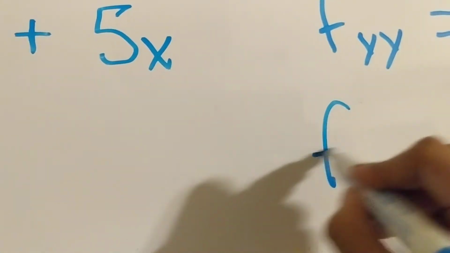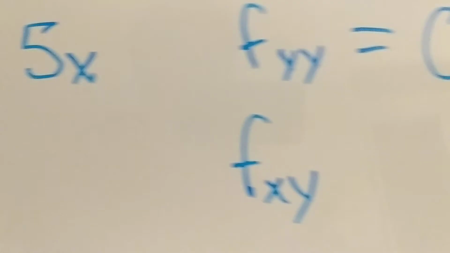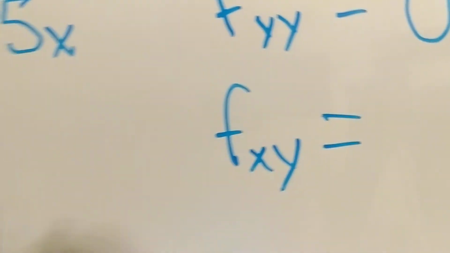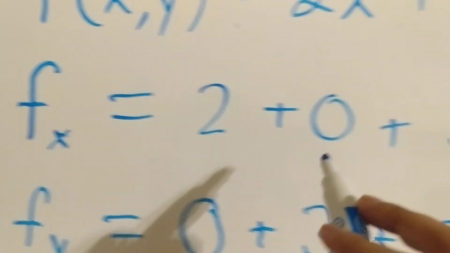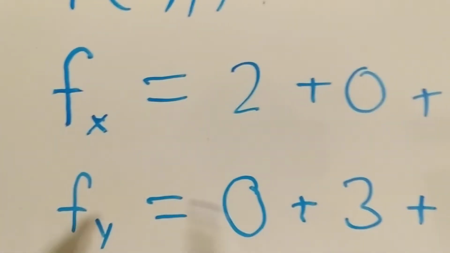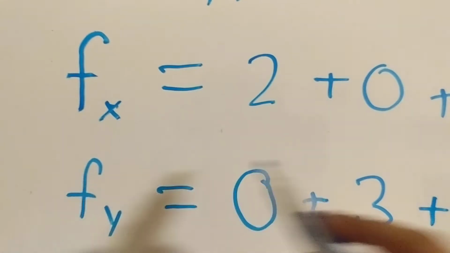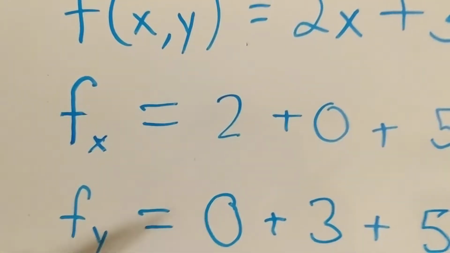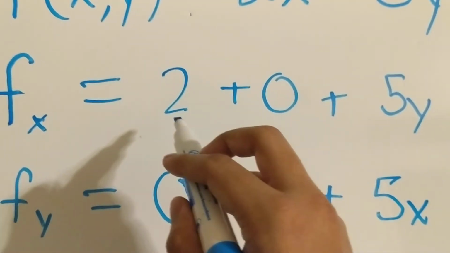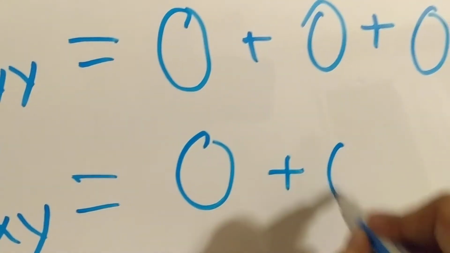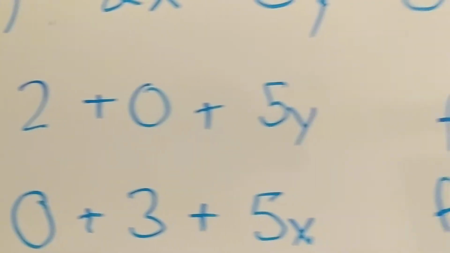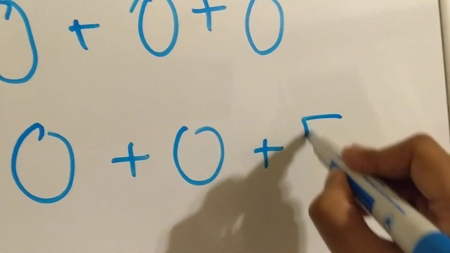The next one we're going to take is f of xy, so we're going to take this with respect to y. So you're going to get 2 plus 0 plus 5, and then we're going to take the partial derivative with respect to y, keep in mind. So with respect to y, these two are both constant, so that's going to be just 0 plus 0. And then 5y, that's actually going to be 5. So f of xy is going to be 5.